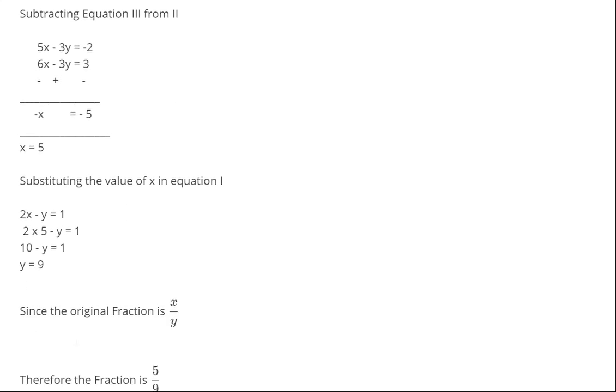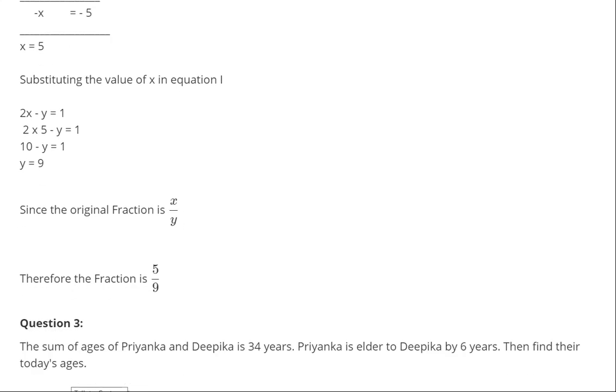Now substituting the value of x in any one of the equations, I can find the value of y. So I have substituted in equation 1, so 2x minus y is equal to 1, where now x is 5. So 2 into 5 is 10. 10 minus y is equal to 1. So y is equal to 1 minus 10, that will give you minus 9. So minus y is equal to minus 9, y is equal to 9. Now we have the original fraction in the form of x upon y. So the fraction has x as 5 and y as 9.